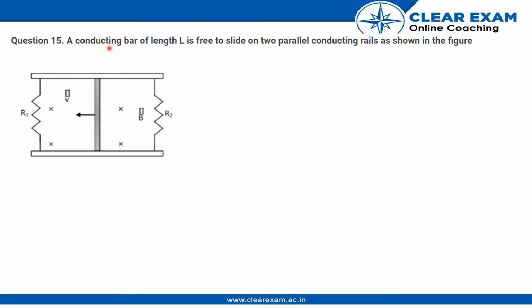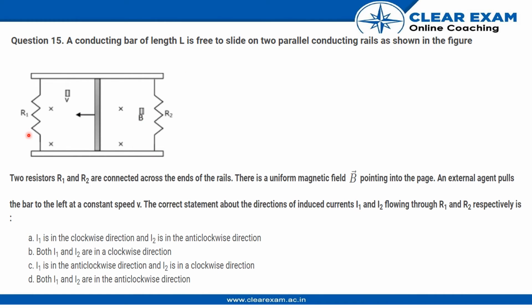The question says a conducting bar of length L is free to slide on two parallel conducting rails as shown in the figure. Two resistors R1 and R2 are connected across the ends of the rails. There is a uniform magnetic field B vector pointing into the page. That is, it is going in the inward direction of the magnetic field.